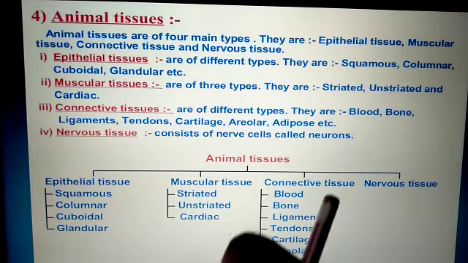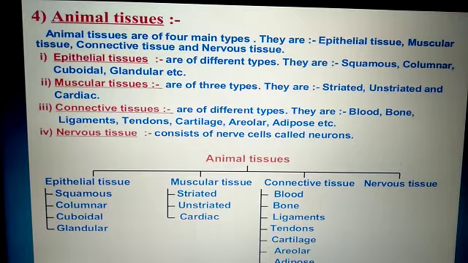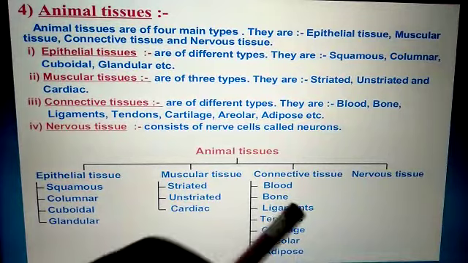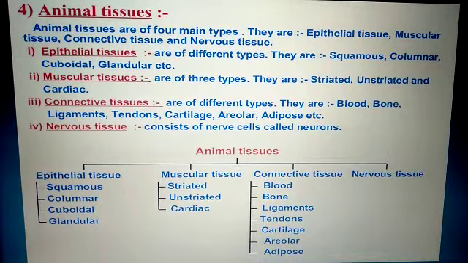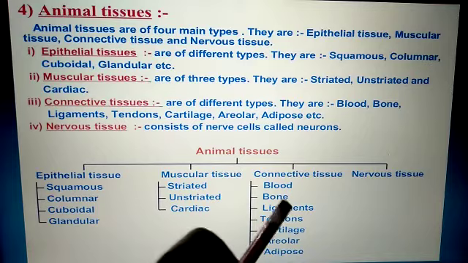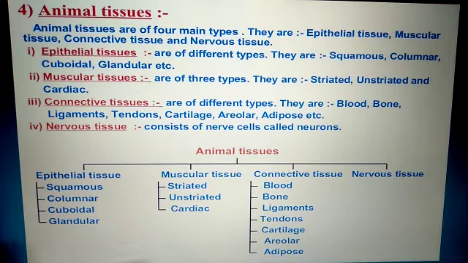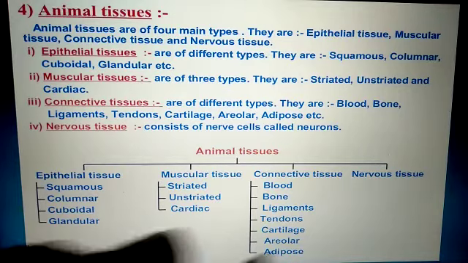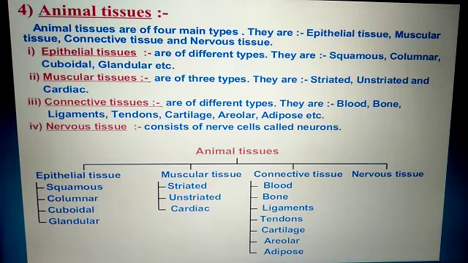Then comes connective tissue. What is connective tissue? The tissue which connects one part of the body to another part is known as connective tissue. As the name indicates, connective tissue connects one part to another part. For example, blood is a connective tissue, bone is a connective tissue, ligament, tendons, and cartilage are connective tissues, areolar connective tissue, adipose connective tissue.